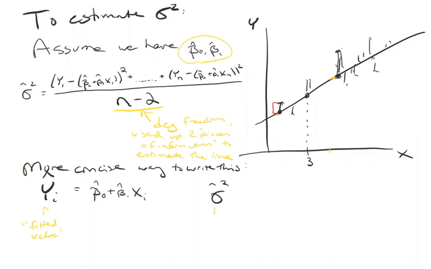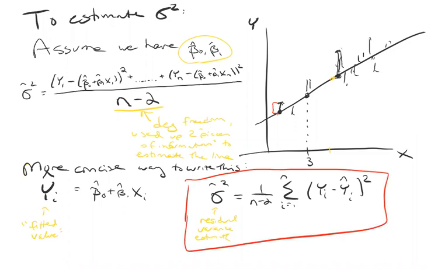Remember, this is our residual variance estimate. And that is equal to, I'm just rewriting what we have above, 1 over n minus 2 times the sum over all the data points of the actual Y value minus the fitted Y value squared. So take a moment if you need to and compare this to what we have above. These are the same thing, but usually people would write the residual variance estimate this way because it's more concise, but it's the same thing.